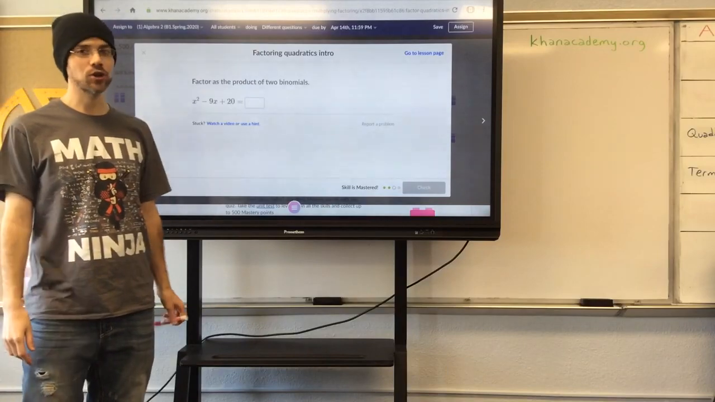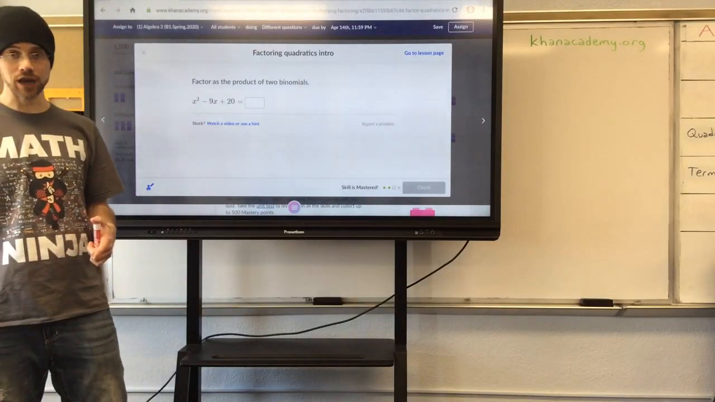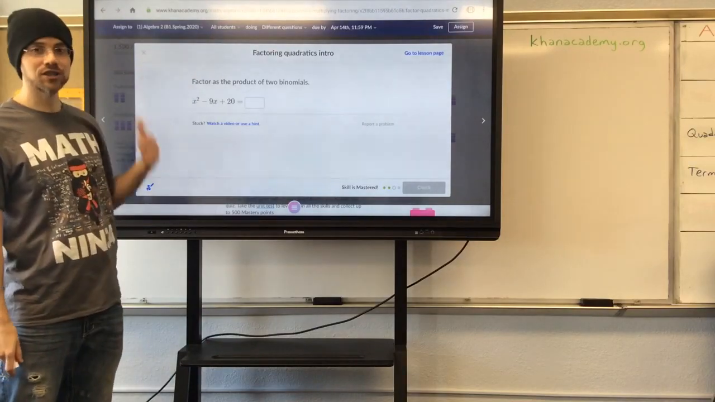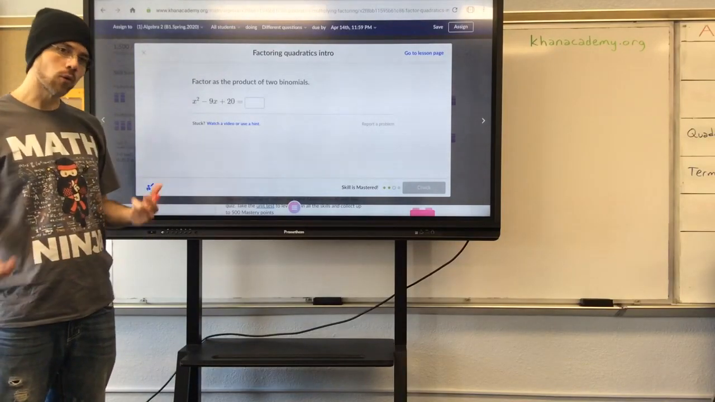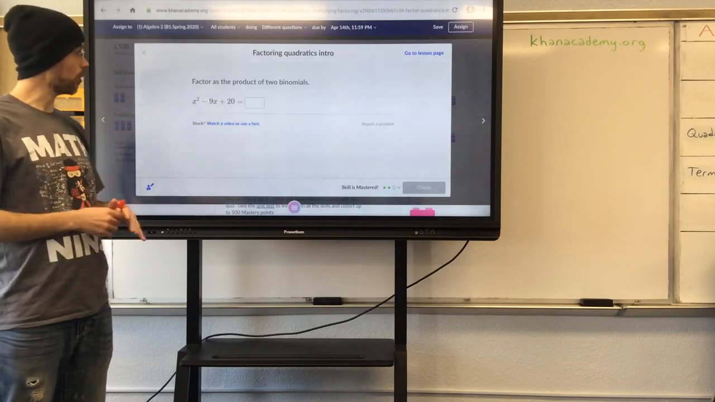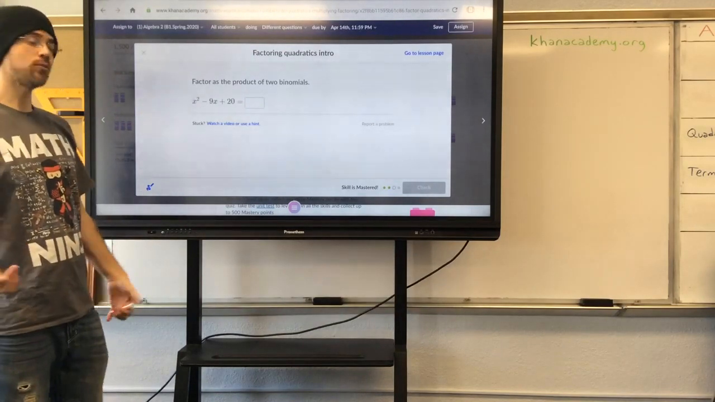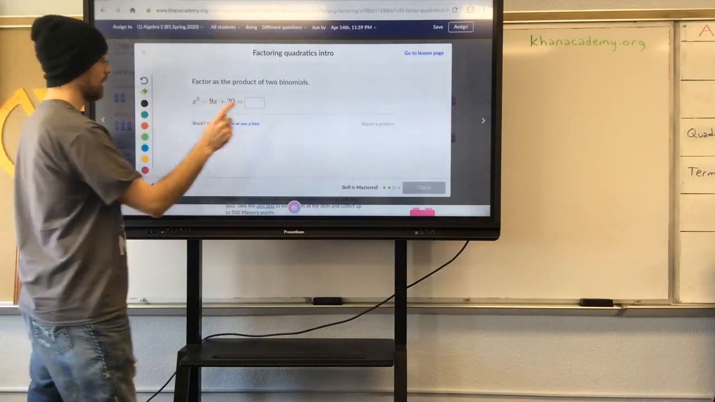Algebra 1 is the course, and we're looking in the unit Quadratics Multiplying and Factoring. We're on Factoring Quadratics Intro, and I want to show you another way to think about or to write your work for solving this kind of problem. Factor as the product of two binomials. So that looks like this.